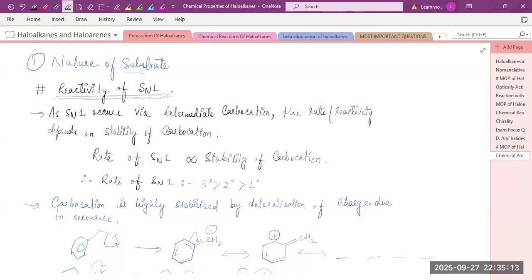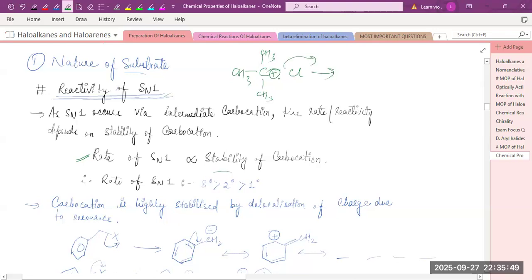Because the SN1 reaction occurs via the formation of a carbocation, the rate of the reaction is directly proportional to the stability of the carbocation. And which carbocation is more stable? The tertiary carbocation. Suppose we have this alkyl halide with CH3, CH3, and CH3. The halide is a good leaving group, so it will leave, and a carbocation will form.